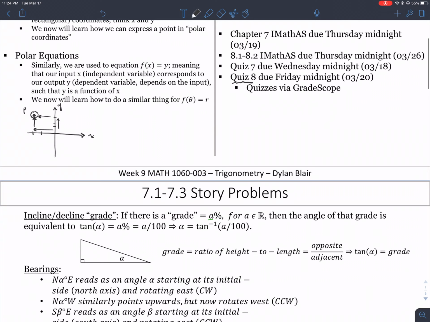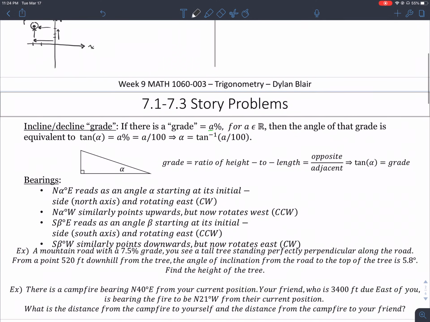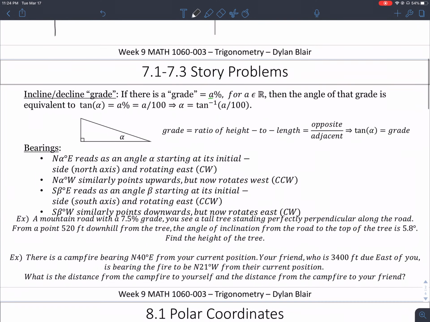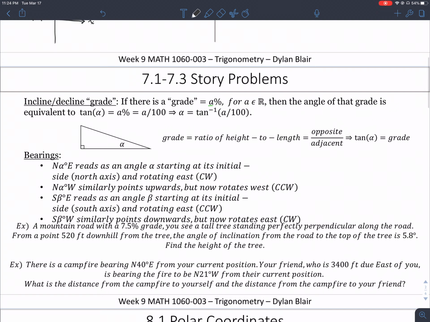But either way, we do need to finish up a few more things for chapter 7. It's the story problems. That's why chapter 7 was extended until Thursday, because there's a small amount of the problems that you still need to be able to do. And it's more so just that you guys need to know the terminology. You know how to do the problems. It's just you need to know how to actually set up these problems using this terminology.